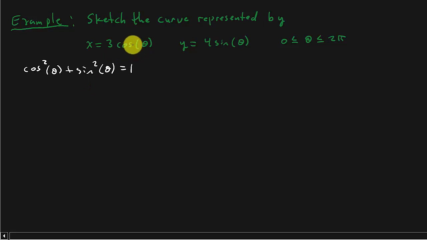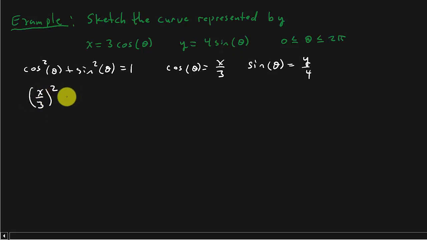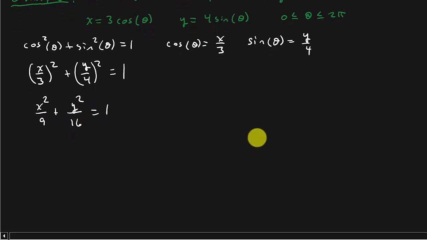Well, what's cosine? Cosine theta is x over 3, and sine theta is equal to y over 4. I just solved for cosine and sine, so let's plug it in. So that's going to be x over 3 squared plus y over 4 squared equals 1. So that's x squared over 9 plus y squared over 16 equals 1.